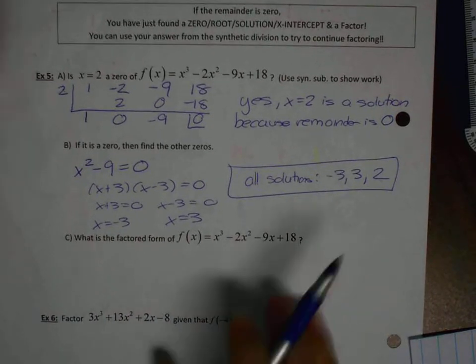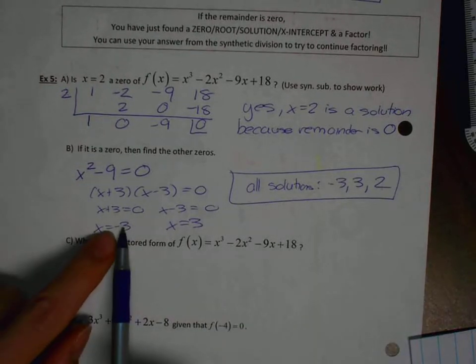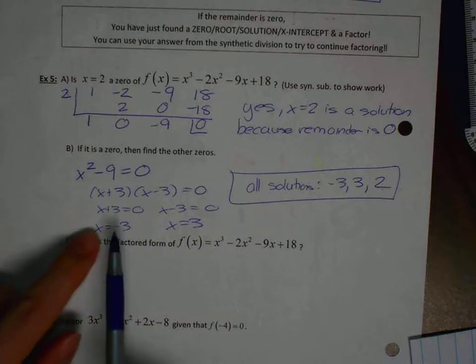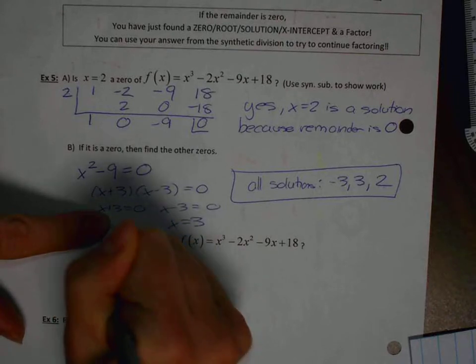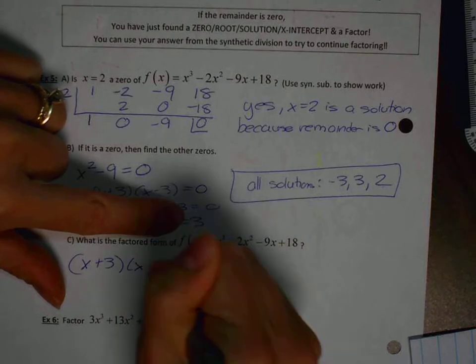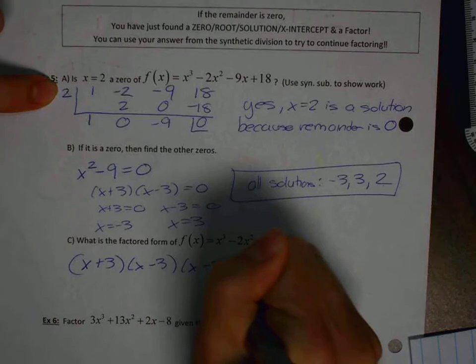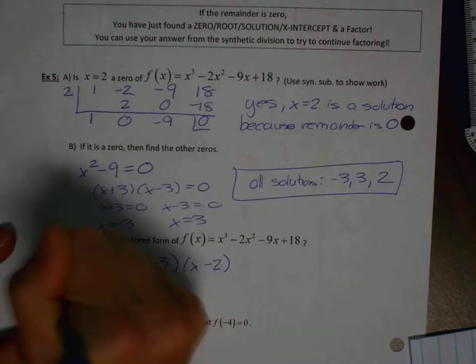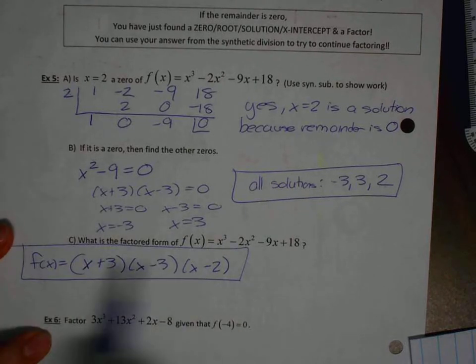All right, so then what is the factored form? Well, we know to go from solutions to factors, you add an x and switch the sign. So on this one, if I add an x and switch the sign, I get x plus 3. That one, add an x, switch the sign, x minus 3. Add an x, switch the sign, x minus 2. So my function, the factored form, is x plus 3, x minus 3, x minus 2.